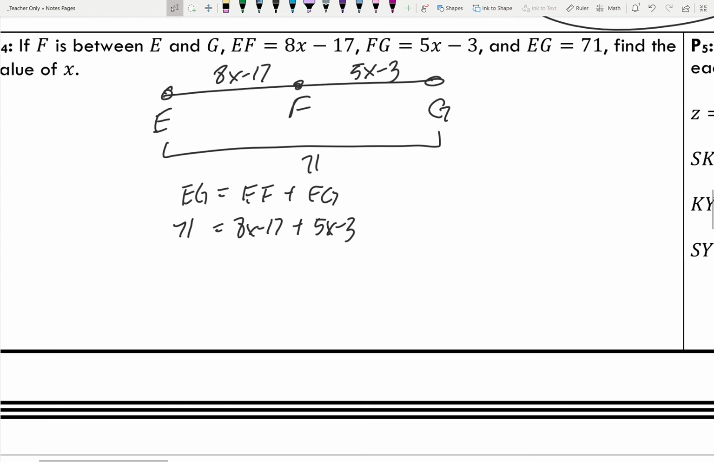So we have 71 is equal to 13x minus 20. Alright, so I'll add 20 to both sides to get that 13x is equal to 91. Divide both sides by 13, and 91 divided by 13 is 7.